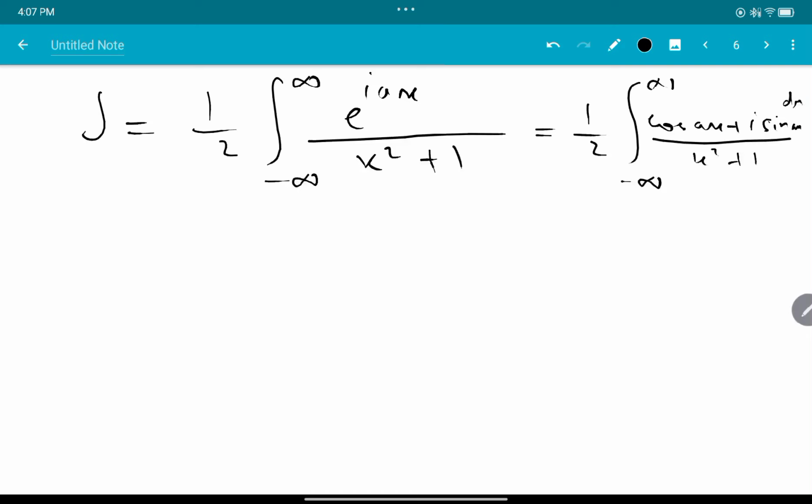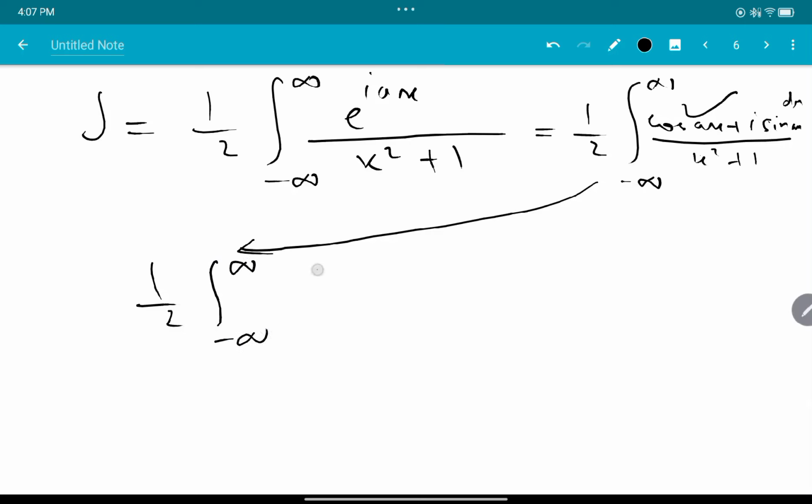I want only this part, the real part. I can ignore this imaginary part and separate this into real and imaginary parts. So I have finally got 1 by 2, and in its place I will write 1 by 2 integral from minus infinity to plus infinity of cos ax divided by x square plus 1 dx is equal to.